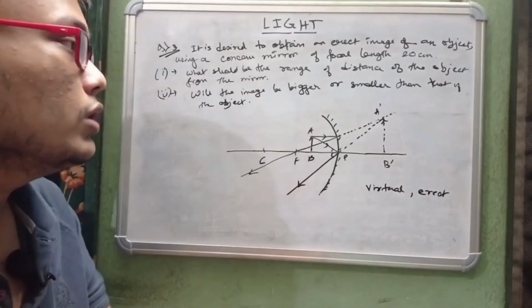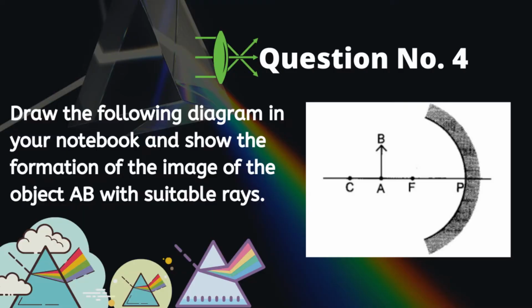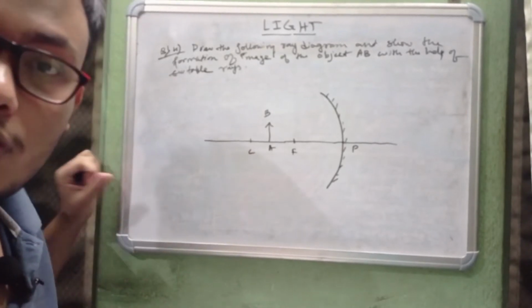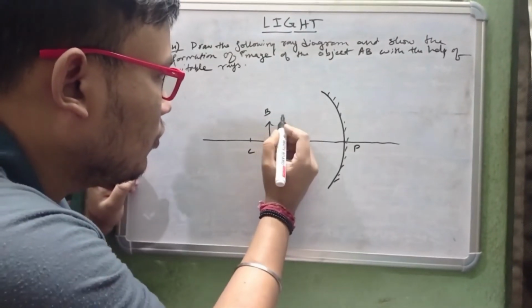So we'll quickly move on to the fourth one. The fourth question asks us to complete the ray diagram. We have to complete the following ray diagram and show the formation of the image of the object AB with the help of suitable rays. They have provided us a setup where they have placed an object AB between F and C. So we have to complete this ray diagram. We will follow the rules.